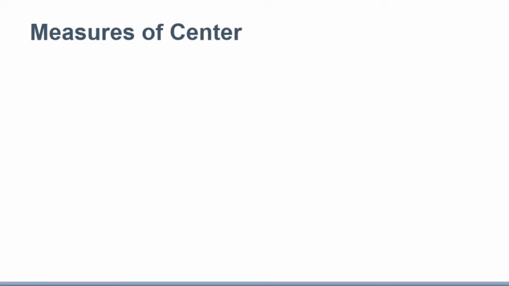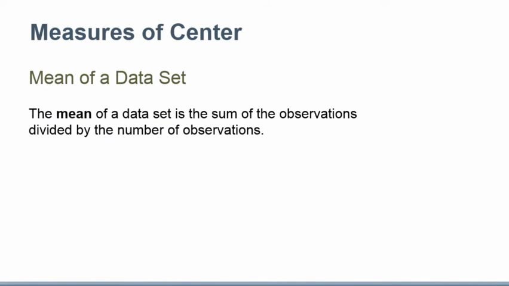Measures of center. Mean of a data set. The mean of a data set is the sum of the observations divided by the number of observations.